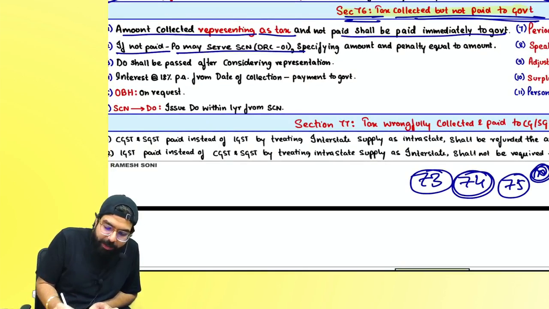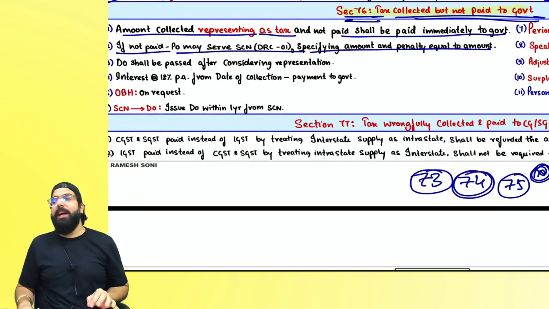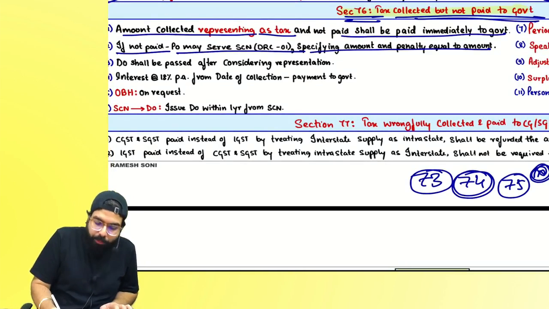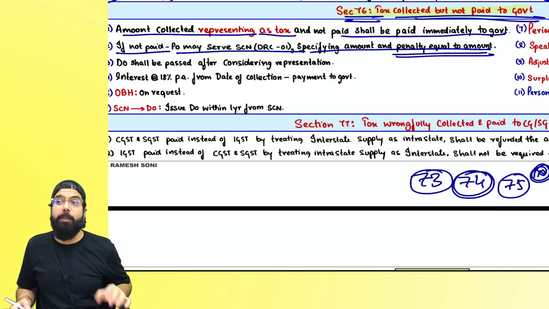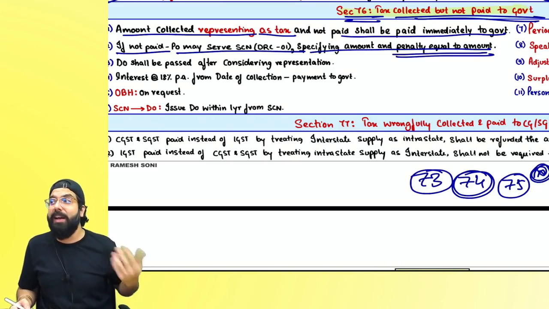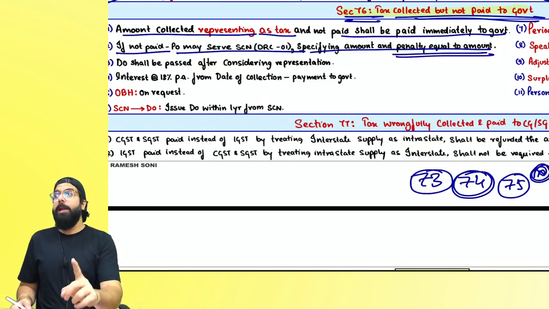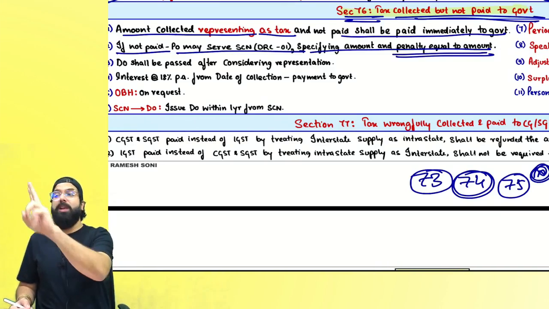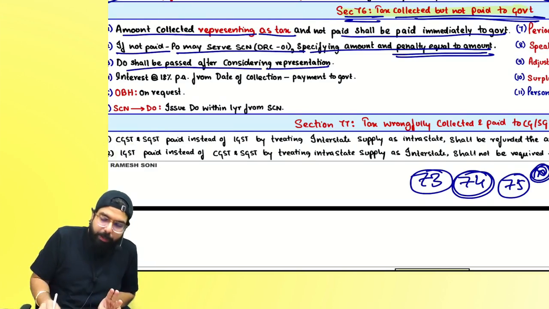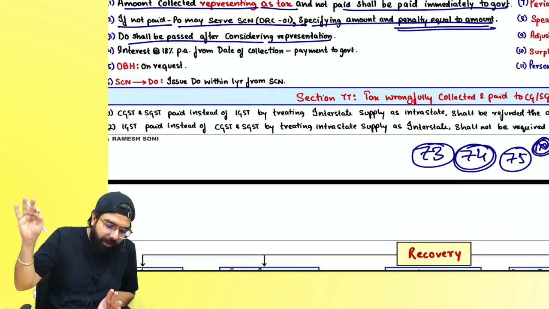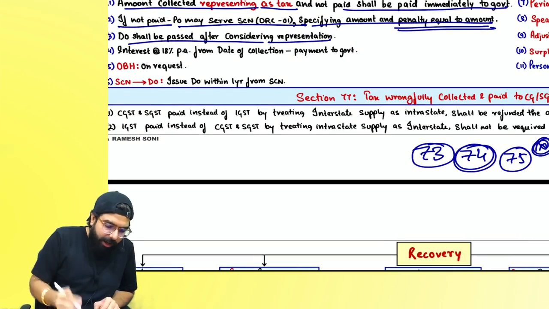If you have not paid, they will give you a show cause notice and ask you why the amount along with a penalty equal to the amount should not be paid. Why are they saying amount? Because it is not tax. You have collected it representing as tax, so immediately pay it to the government. Otherwise, a show cause notice will come. There is no time limit to give you a show cause notice, and a demand order will be passed after taking your representation.